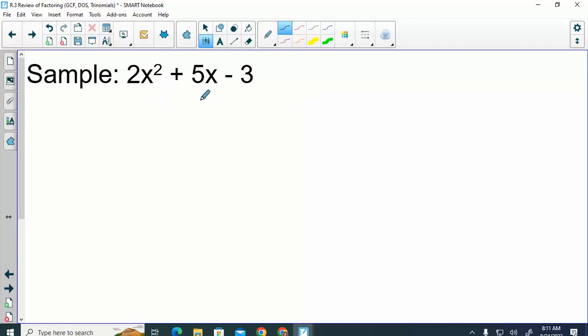But when I look at 2, 5, and 3, they don't have anything in common. So the slip and slide, we're going to take that 2 and multiply it with the last term. So that gives us x squared plus 5x minus 6. And then we factor it just like the previous problems. So what multiplies to negative 6 and adds to positive 5.